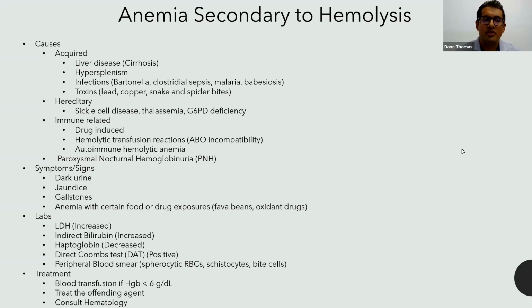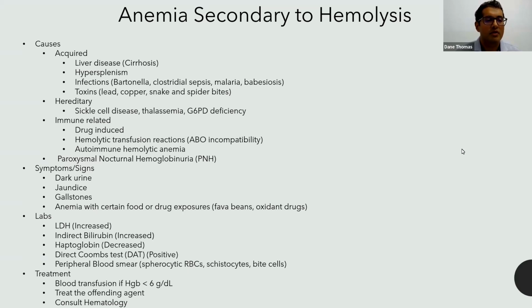It also could be a result of immune-related processes, ingestion of certain drugs, hemolytic transfusion reactions, and autoimmune hemolytic anemia. And lastly, as mentioned previously, paroxysmal nocturnal hemoglobinuria can cause hemolysis as well. Signs or symptoms of hemolysis include dark urine, jaundice, gallstones, and anemia with certain foods or drug exposures such as fava beans and oxidant drugs.